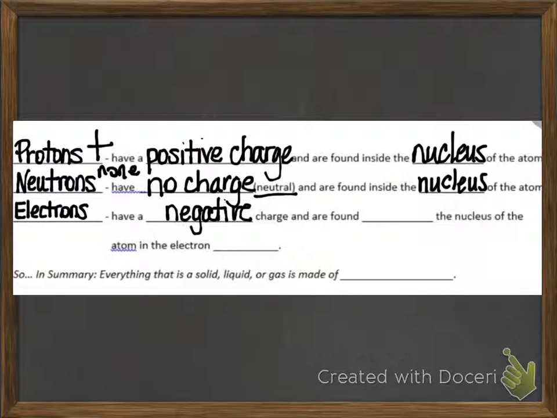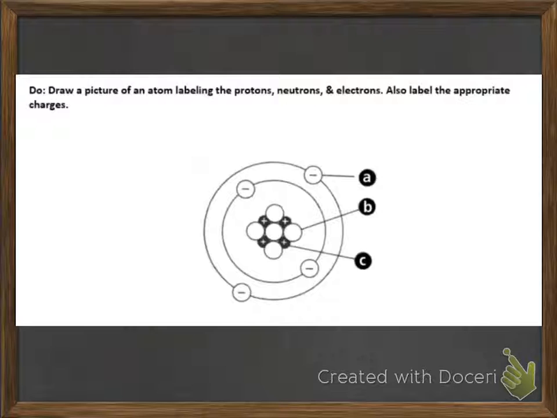Now, the neat thing about electrons, as we start learning about the elements, is that the periodic table is arranged according to the number of protons, but we also see a trend in their electrons. These are found outside of the nucleus of the atom in a place called the electron cloud. So for now, what you need to know is, in summary, everything that is a solid, liquid, or gas is made up of what? Atoms.